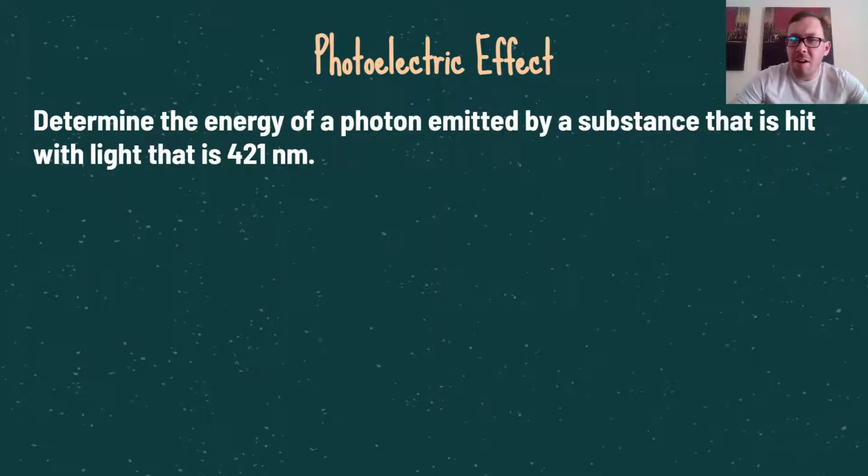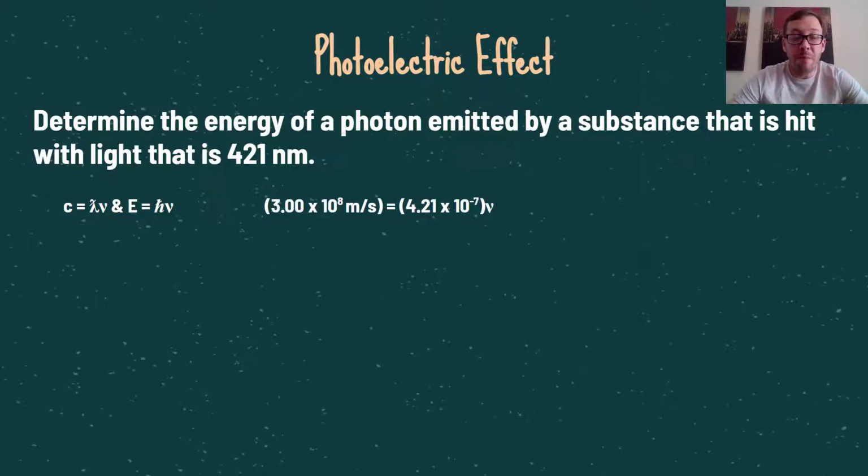So let's determine the energy of a photon emitted by a substance that is hit with light that is 421 nanometers. So again, we're going to be utilizing these formulas and the constant values that are listed. So we can combine these together. I'm going to take it one step at a time in order to be able to calculate that. The energy is what we're going to be solving for last, so what we need to do is to be able to calculate the frequency.